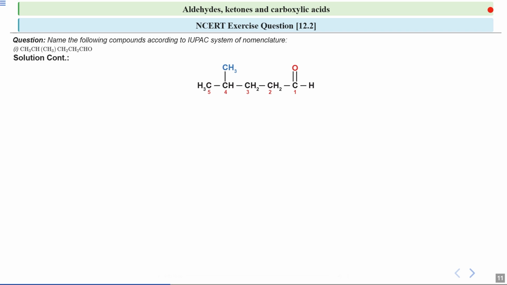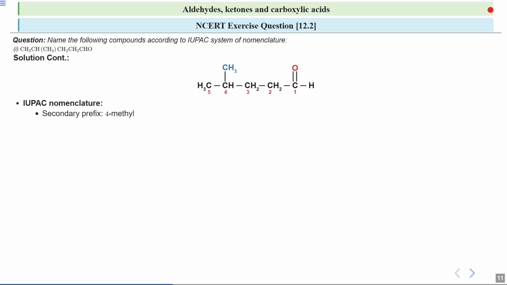So now, by following this order, we will write the IUPAC name of this structure. First, see over here, I have selected the longest carbon chain and have numbered it. This is the longest carbon chain, and I have numbered it in such a way that this carbonyl carbon gets the least number. That is, it gets the first number. That is 1, 2, 3, 4, 5. So now let's see the IUPAC name.